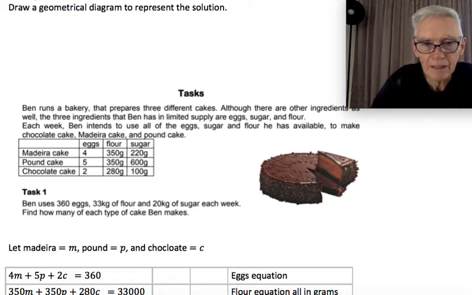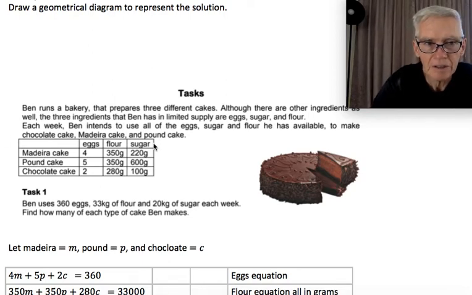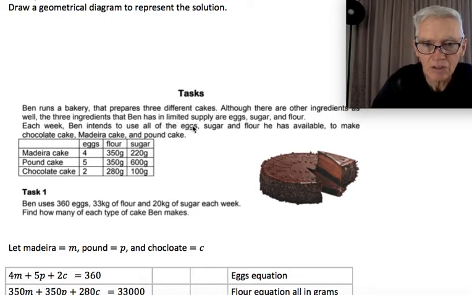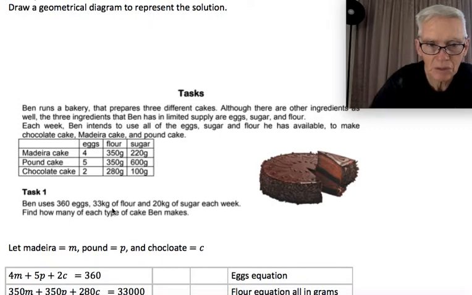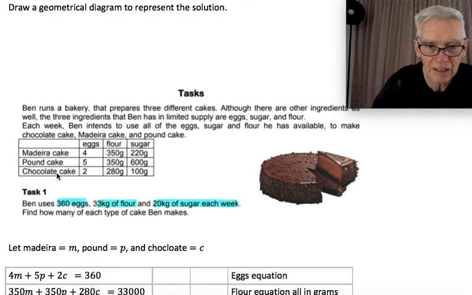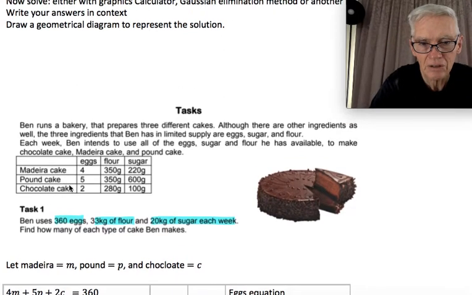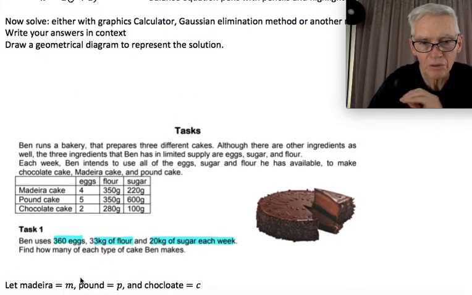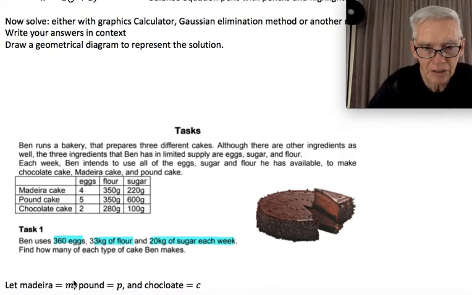Right, here we have our next task, and we see that Ben runs a bakery. He has 3 different cakes. Now we have to look for totals so we know what we're doing. We see that we've got a total for eggs, a total for flour, and a total for sugar. So that means the Madeira, the pound and the chocolate cake are going to be our variables. So we've got Madeira, M, pound, P, and chocolate, C.